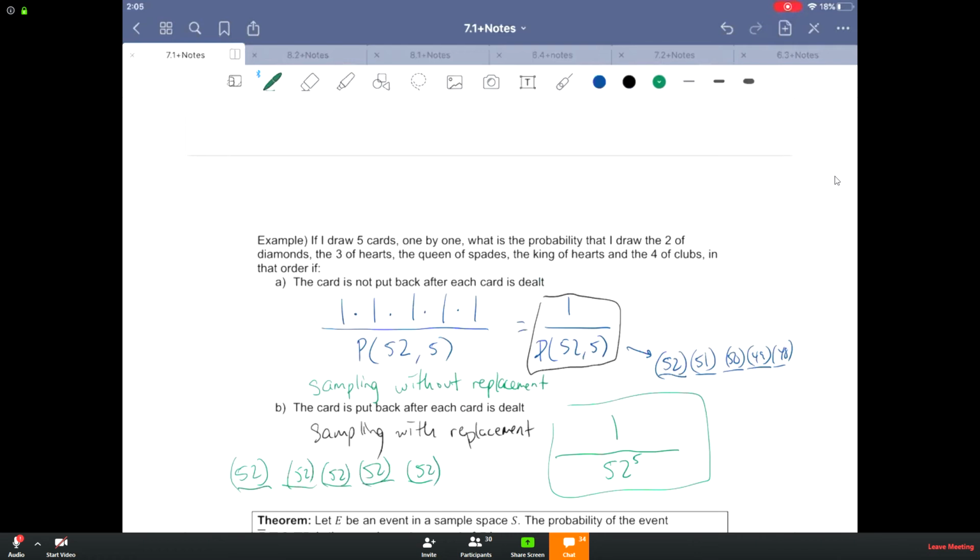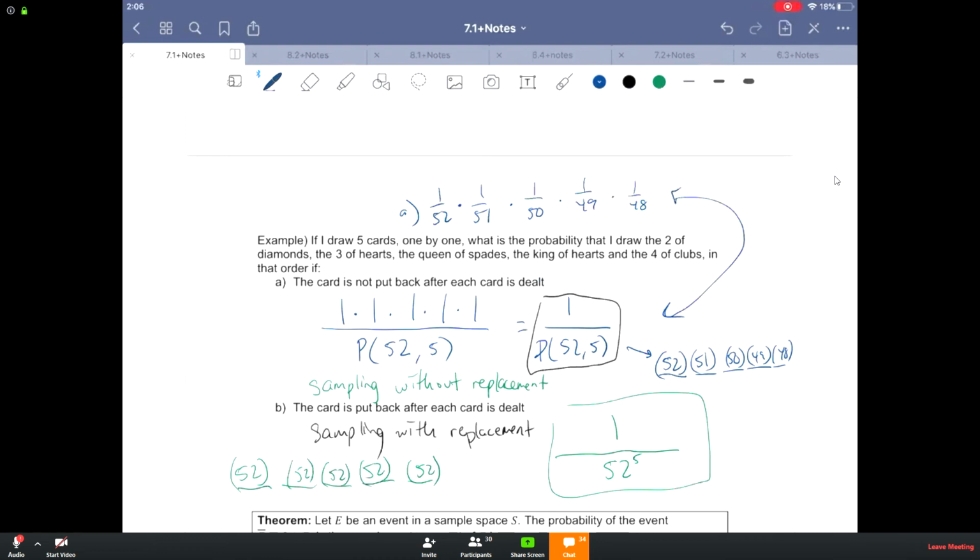The other way you can think about these probabilities, and we haven't talked about multiplying and adding probabilities yet, is this. Let's just do it for part A. What's the probability that you draw the 2 of diamonds? Well, 1 out of 52, times, because you need everything, which we haven't talked about, the probability you get the 3 of hearts. Well, that's 1 out of 51. Queen of spades, 1 out of 50. King of hearts, 1 out of 49, and then 1 out of 48, which is the same thing as that. Those are equal.